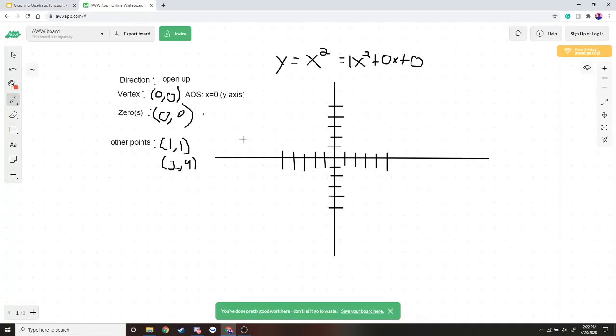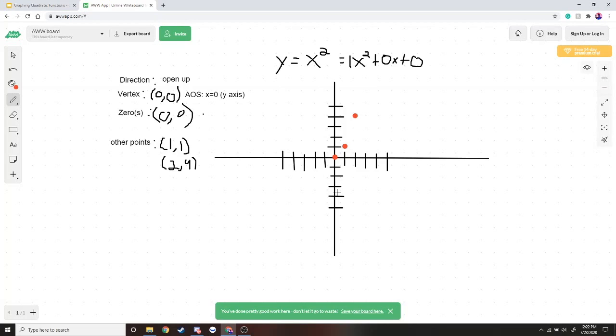Now, we are going to plot the points we know. First, we have the vertex, which is at 0, 0. So we're going to place it here. Now we plot our other points, which is 1 comma 1. So 1 on the x-axis, 1 on the y. So here. And then the other point is 2 comma 4. So 2 on the x and 4 on the y up here.